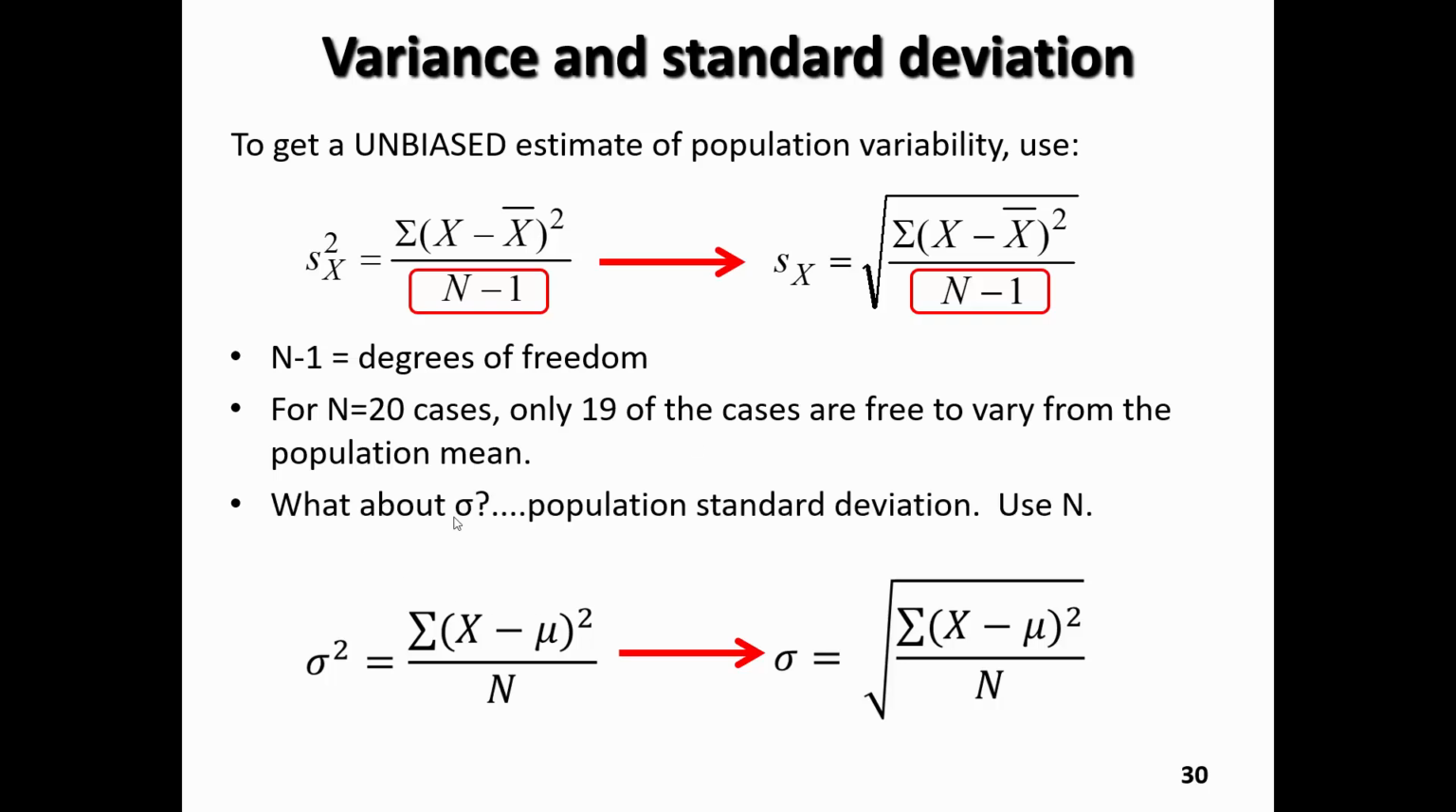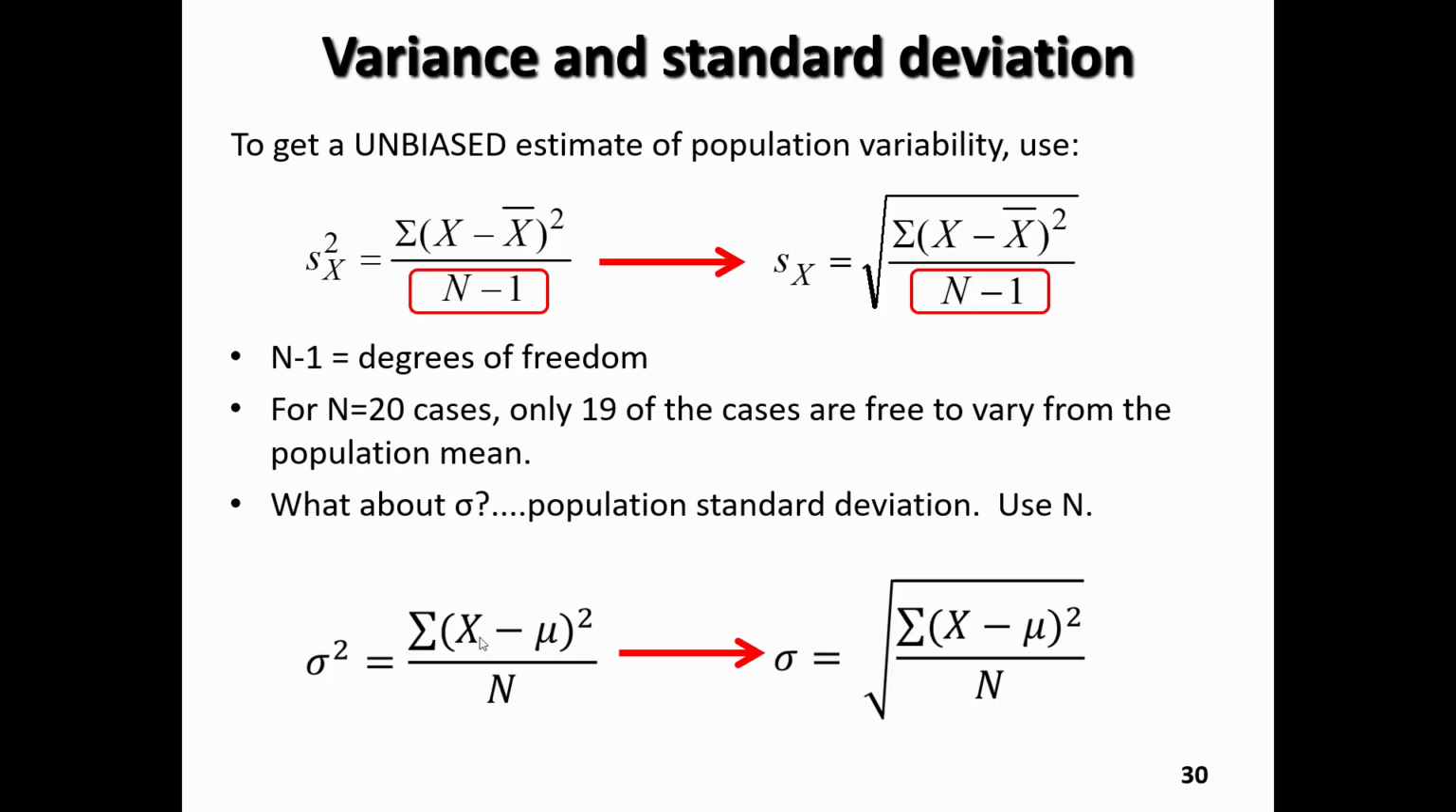Now, what about sigma? Sigma is the symbol for population standard deviation. So recall that when we see the Greek letters represent the population. Now, if we happen to have data from the entire population, we wouldn't need to divide it by the degrees of freedom. So what we see here is if we actually have the parameters from the population average, which is represented by the Greek letter mu.